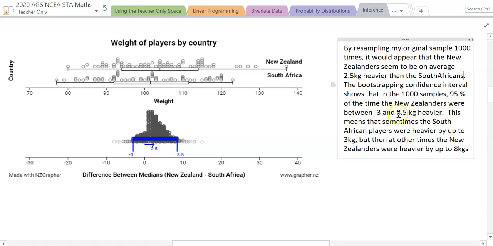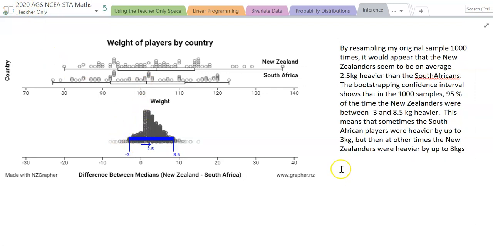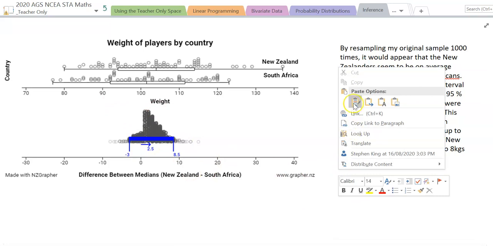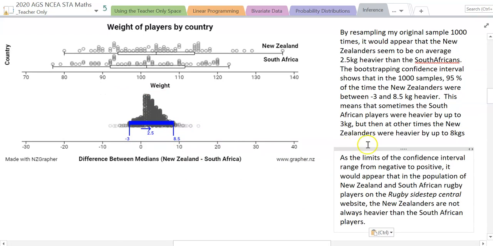Now I need to explain what this -3 means. This means that sometimes the South African players were heavier by up to 3 kilograms, but then at other times the New Zealanders were heavier by up to 8 kilograms. So there I've explained this confidence interval, what this -3 over here means. It means that the South Africans could have been heavier. Now I need to make some comment about that, explain what that confidence interval means. So I might have something like this.